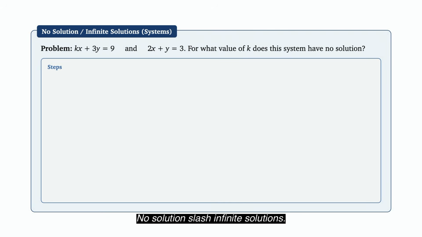No solution, infinite solutions. Same idea as before, but now with two equations. If the lines are parallel, same slope, different intercepts, no solution. If the lines are identical, same slope, same intercept, infinite solutions.